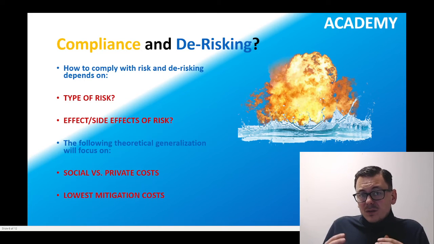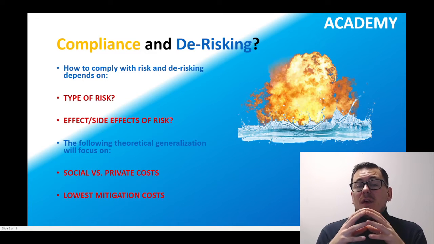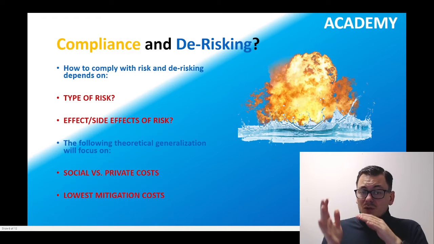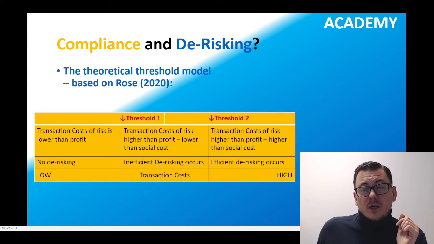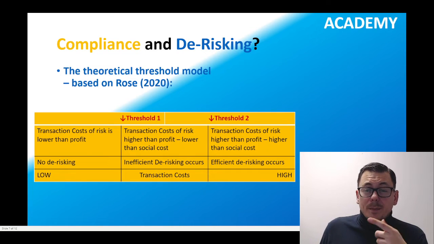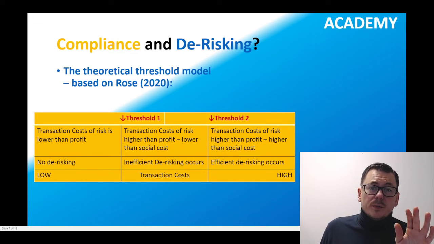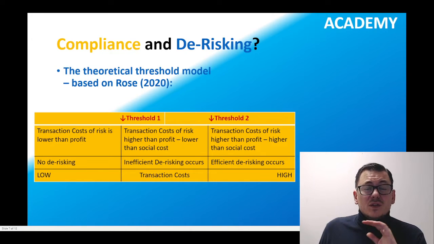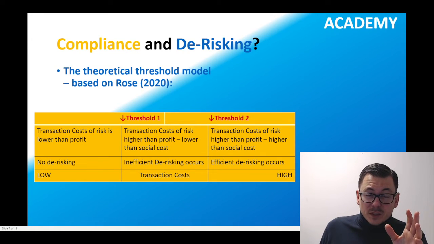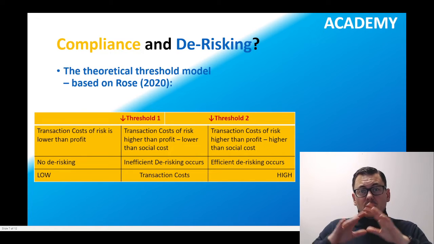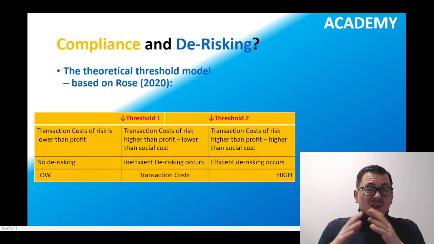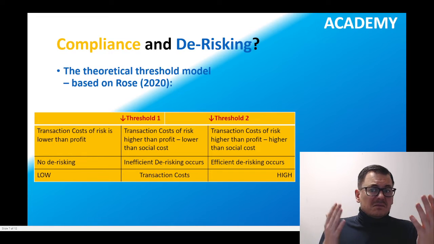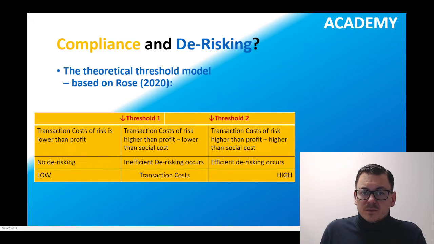This is why in the following models I will focus on the theoretical generalization, where we will look at social versus private cost, but also lowest mitigation cost. So let's look at it. I designed this threshold model based on a purely old school approach on transaction cost, just cost in general. This is from a paper from 2020. So if we look at this continuum going from low cost to high cost, we can state that in the beginning, if transaction cost and cost in general of risk is lower than profit, well, we earn profit and we will not tend to de-risk.